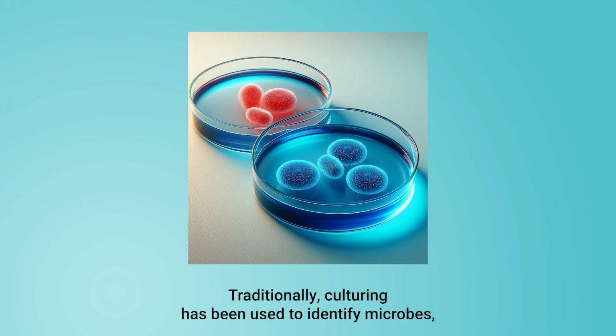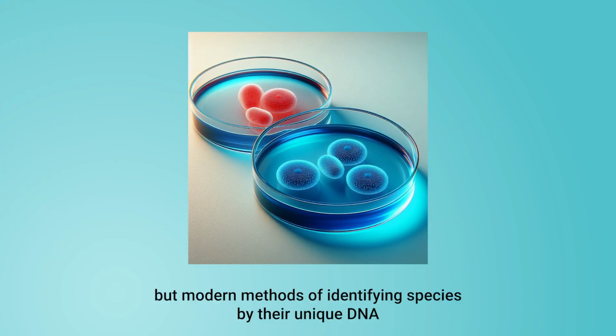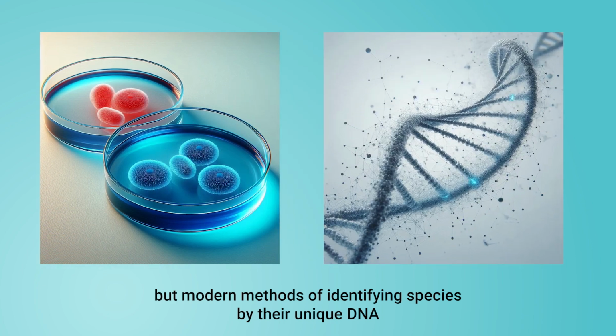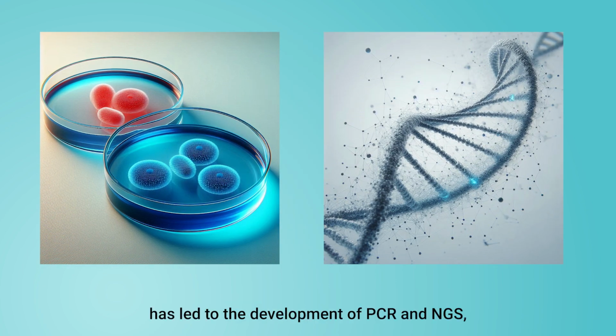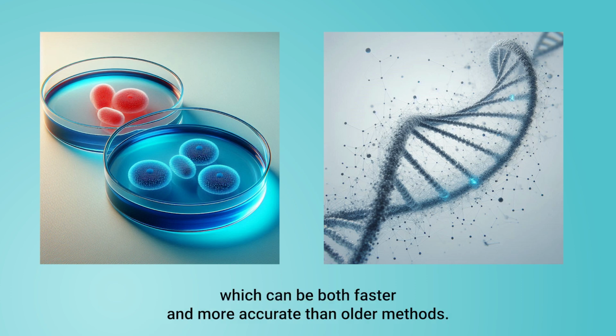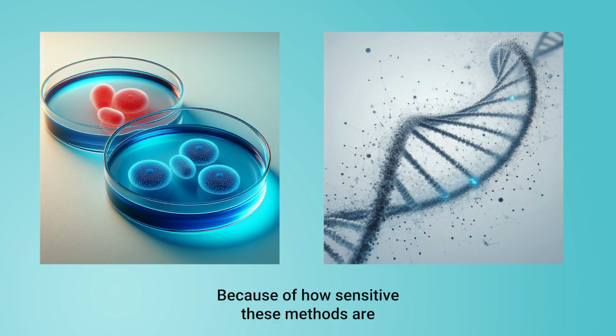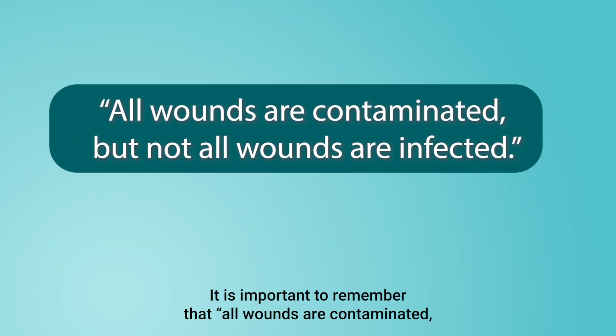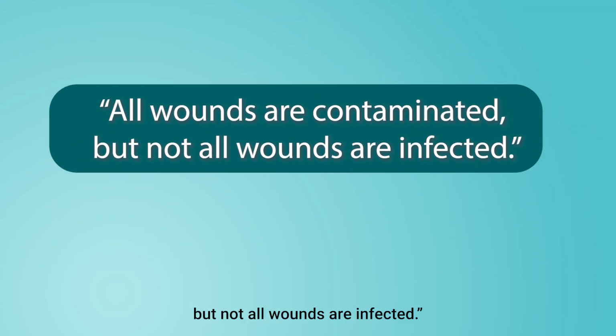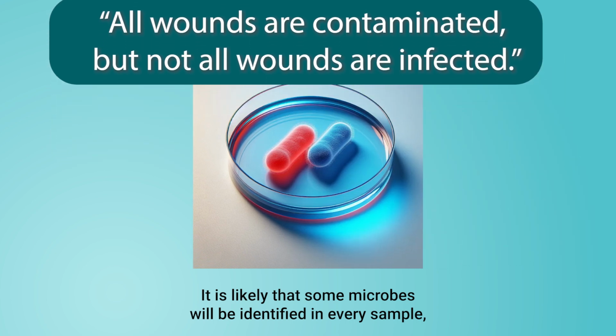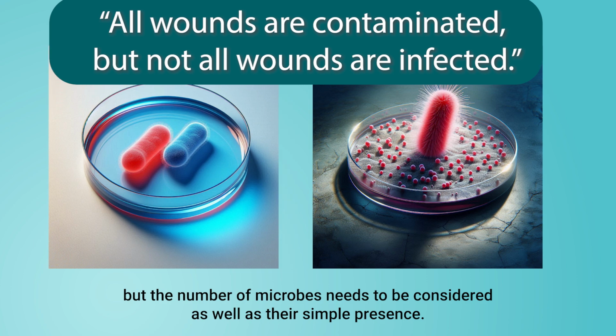Traditionally, culturing has been used to identify microbes, but modern methods of identifying species by their unique DNA has led to the development of PCR and NGS, which can be both faster and more accurate than older methods. Because of how sensitive these methods are, it is important to remember that all wounds are contaminated, but not all wounds are infected. It is likely that some microbes will be identified in every sample, but the number of microbes needs to be considered as well as their simple presence.